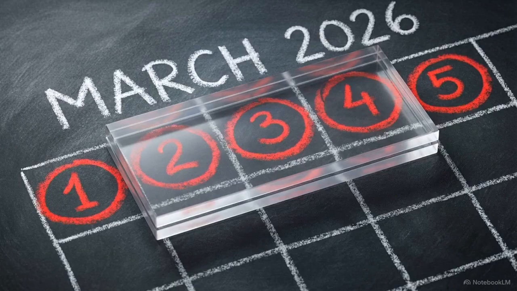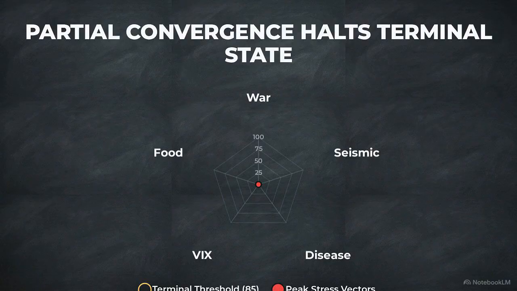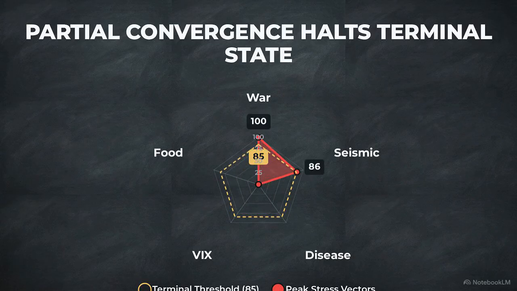We apply this 26-year context to deconstruct the current behavior seen in March 2026. A terminal break is defined by a master index of 85 or higher occurring alongside 4 simultaneous critical vectors. This radar chart plots the vectors for March 1st through 5th against that terminal threshold. In early March, the war score locked at 100 and seismic reached 86, touching the limit.